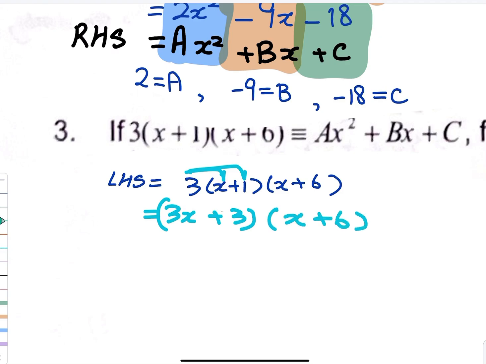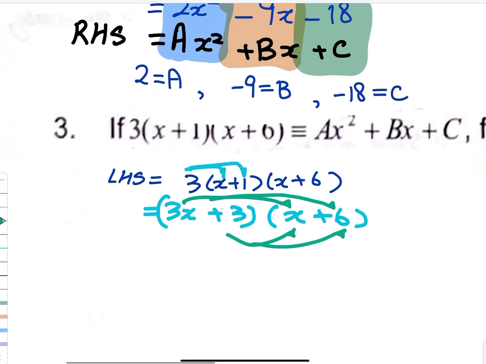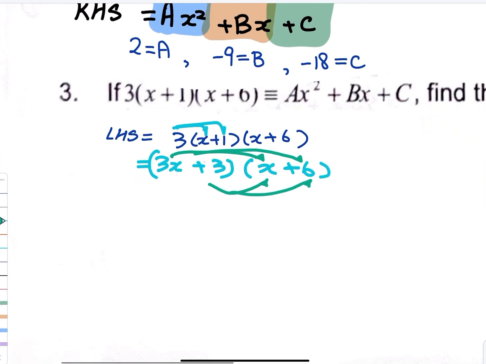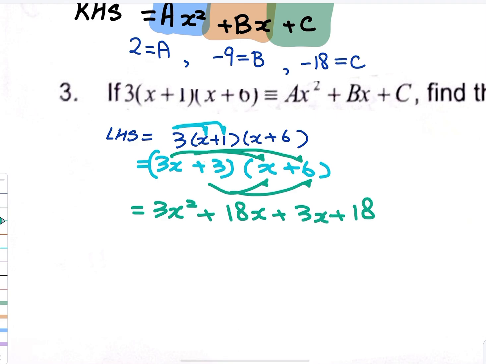And then again open up. The first goes there. It also goes there. And this goes here. This also goes there. So 3x times x, you have 3x squared. 3x times 6, you have 18x. And 3 times x, you have 3x. And 3 times 6, you have 18. Any like terms? Yep. So write that down. 18 plus 3, you have 21x. That's your left hand side.